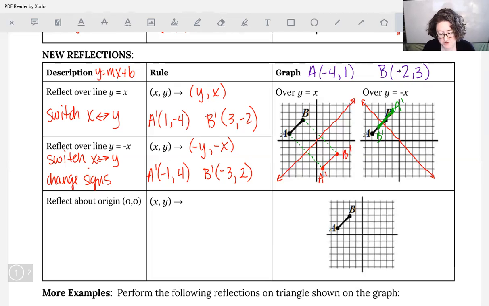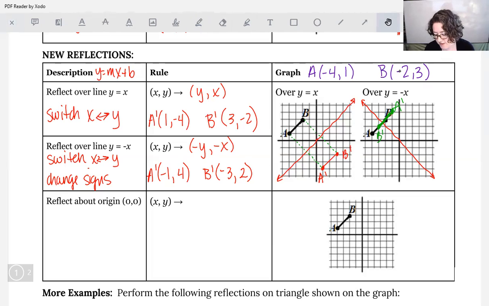Okay, our third reflection is a reflection about the origin. Now, this sounds a little bit weird, but basically what we're thinking about is if we looked at our point and we kind of drew an imaginary line going towards the origin, we're going to keep going the same distance away on the other side of it. So let's actually sketch this one out first and then write out our rule.